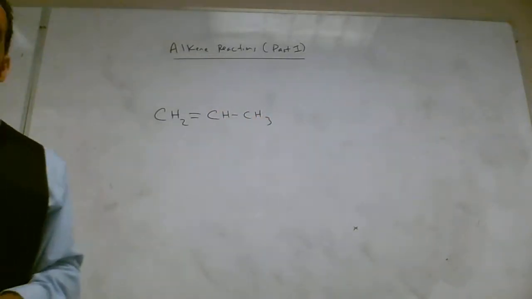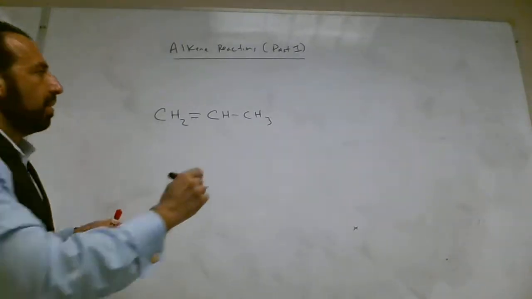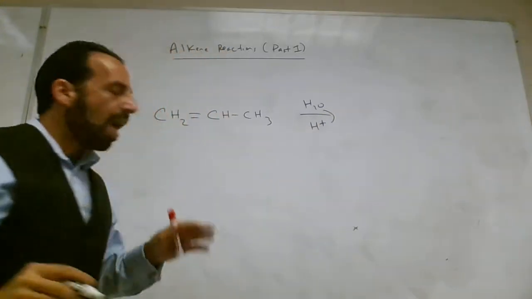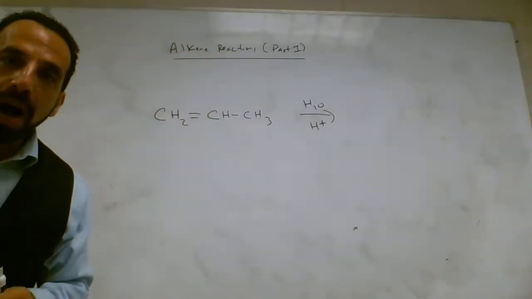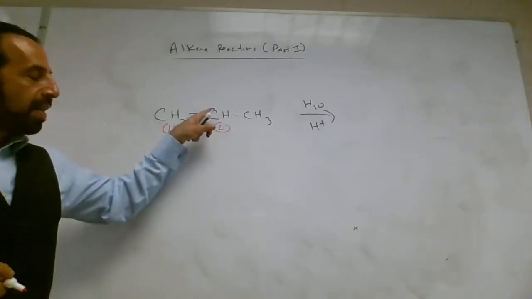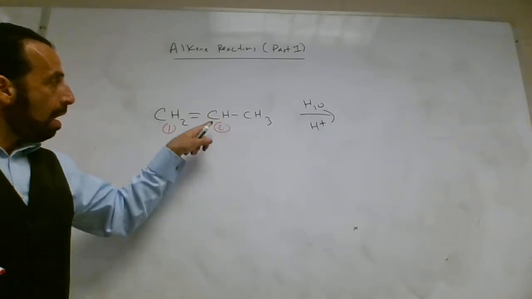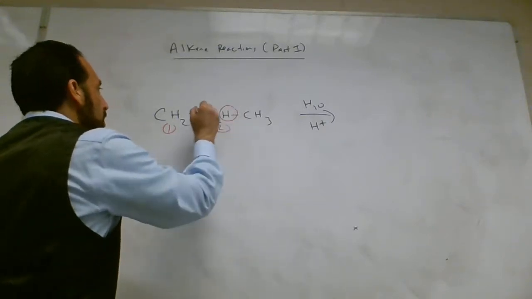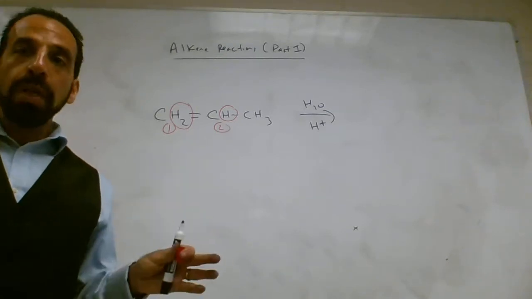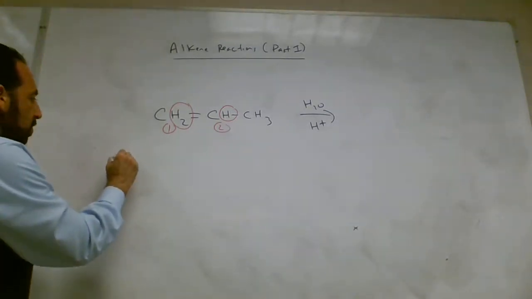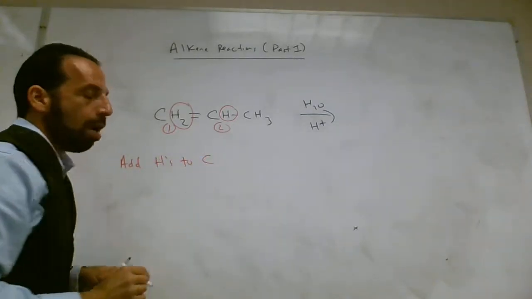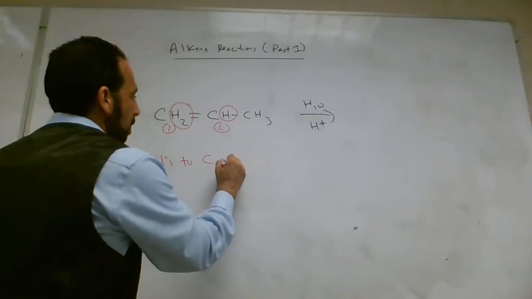Let's look at this one right here. Now, a couple of things. Again, this is going to be a hydration. A couple of things. If I look at where the double bond is at, so carbon number 1, carbon number 2, notice that they have a different number of hydrogens on there. Carbon number 2 has 1 hydrogen, and carbon number 1 has 2 hydrogens. Now, the rule is that I'm going to add the hydrogens to the carbon with the most number of hydrogens.